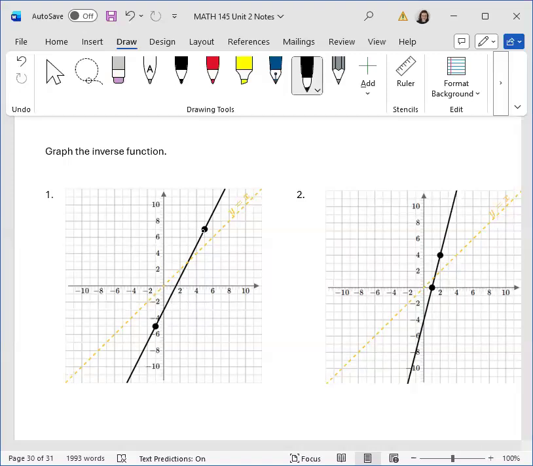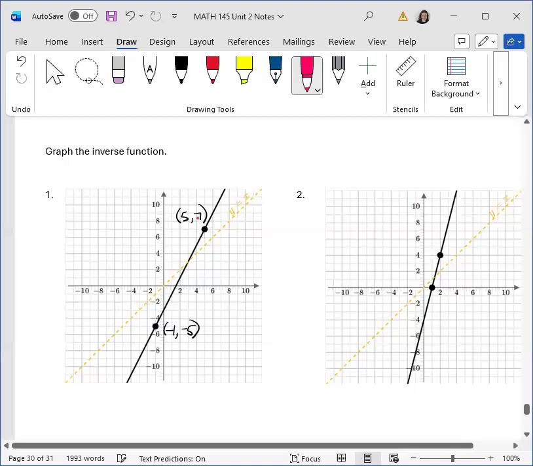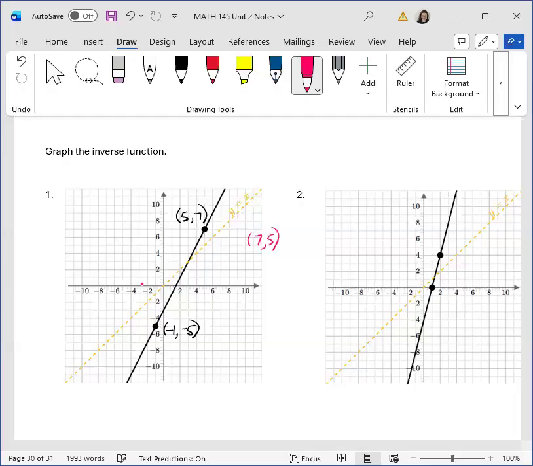Okay, so the first coordinate point here looks like 5, 7. This coordinate down here is at -1, -5. So the inverse of those 2 points, if we interchange the x and the y coordinate, the inverse of this point is going to be located at 7, 5. So 7, 5 is right there. Notice that that point just reflected over that y equals x line.